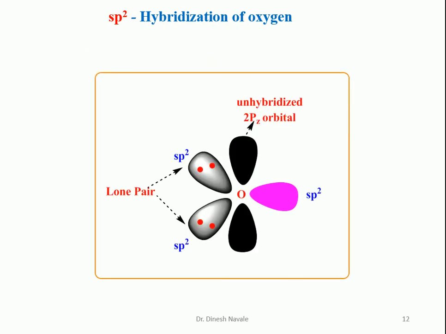So in sp2 hybridization of the oxygen atom, this is the oxygen atom. 3 sp2 orbitals will be formed which are hybridized, and one will be unhybridized. This is the 2pz orbital which remains as the unhybridized orbital, and these are the 3 sp2 orbitals. Out of the 3 sp2 hybridized orbitals, 2 orbitals contain lone pairs of electrons, and the 2pz orbital will be involved in the formation of the pi bond, whereas the sp2 hybridized orbital will be involved in the formation of the sigma bond.